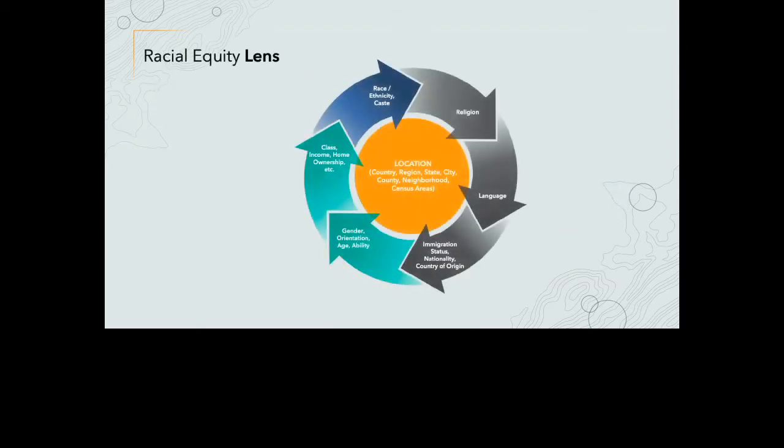And organizations are trying to apply an intersectional racial equity lens to examine and address disparities that may result from their actions. So they're looking to apply a racial equity lens that has race, ethnicity, and caste, as well as religion, language, country of origin, nationality, and immigration status. Moreover, these factors intersect with other social characteristics, including gender, sexual orientation, age, and ability, and characteristics that speak to income like home ownership and more, all of which impact or are impacted by where people live, work, or play.